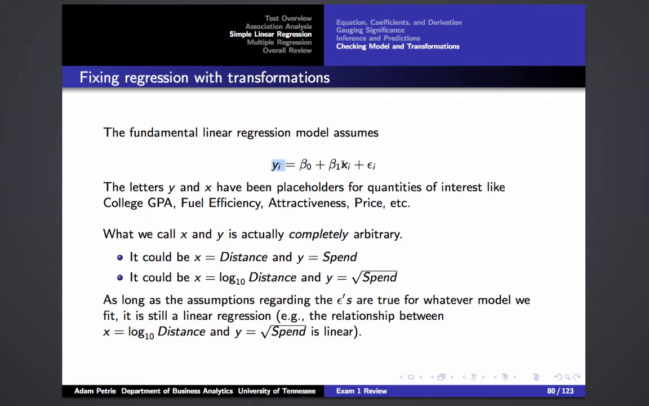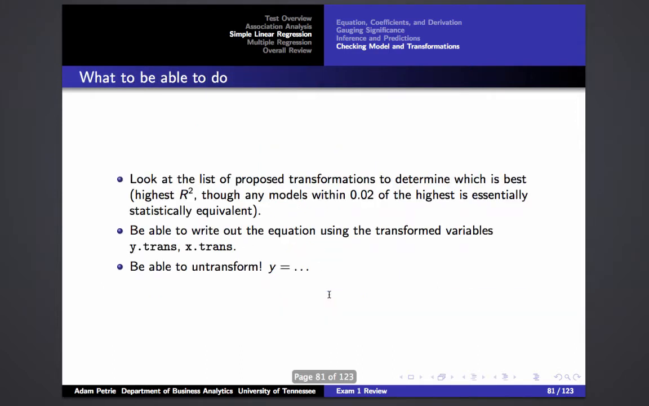What we call x and what we call y are arbitrary. They can be what we measured in the data, or they can be transformations of what we measure in the data. So what do you need to know about this? Well, you're going to kind of look back to one of those homework or the activity problems where you look at the output of find.transformations. So I want you to be able to look through a list of proposed transformations to determine which one is the best, essentially the one with the highest R squared.